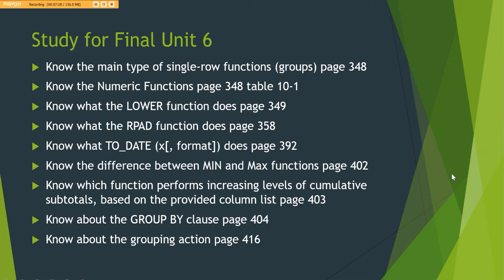Then for studying from Unit 6, know the main type of single row functions, or groups they're also called, page 348. Know the numeric functions, page 348, table 10.1. Know what the lower function does, page 349. Know what the rpad function does, page 358. Know what to_date with that format does, page 392.